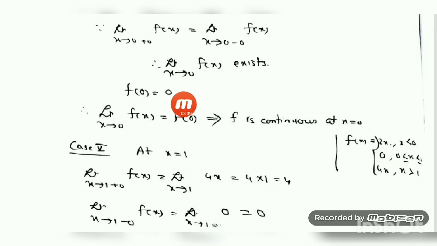0 is equal to 0. So we have got limit value is equal to function value. It means the function is continuous at the point x equal to 0. After that let us consider the point x equal to 1.